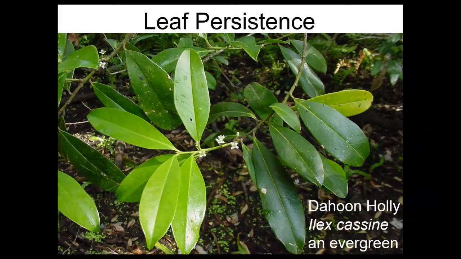And in this stage of the growth, you can see that the new growth and the old growth are here at the same time. And it's very easy to understand that this is an evergreen plant. The leaves are on the tree. The average life of a leaf in the tropics is 13 months, they tell me.